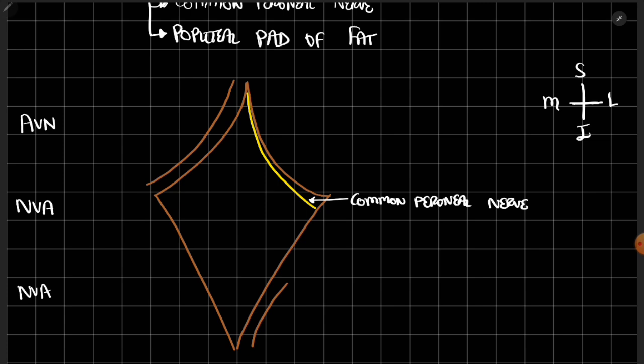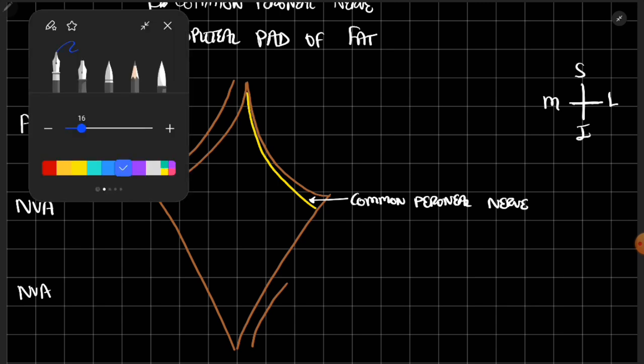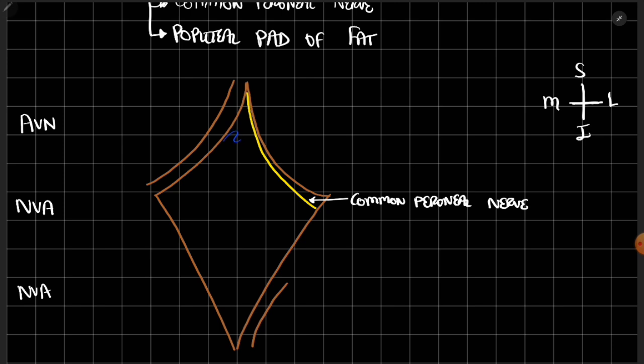So how to draw this AVN, NVA, NVA structure? Basically it is very easy. Just at first draw the popliteal vein. The popliteal vein is somewhat like this, you should draw it slanting, not too slanted, but like this.